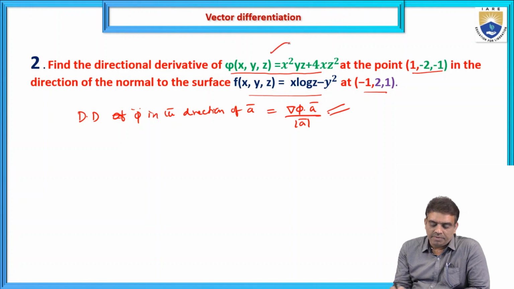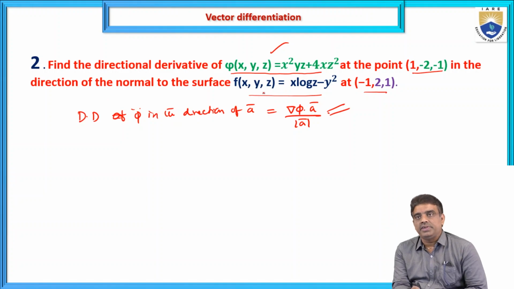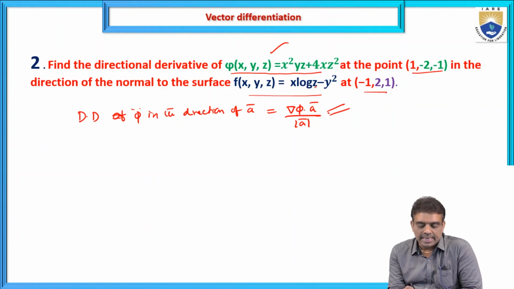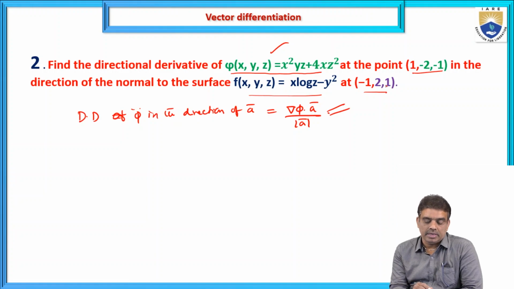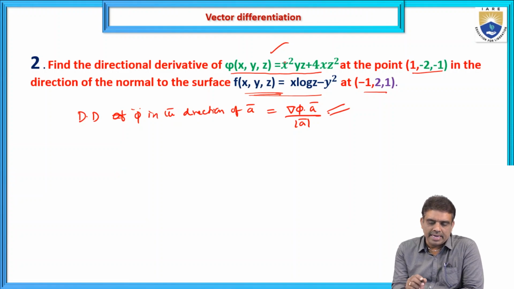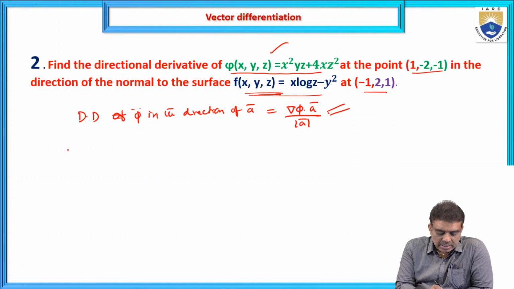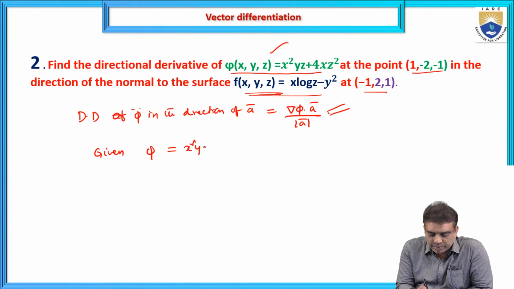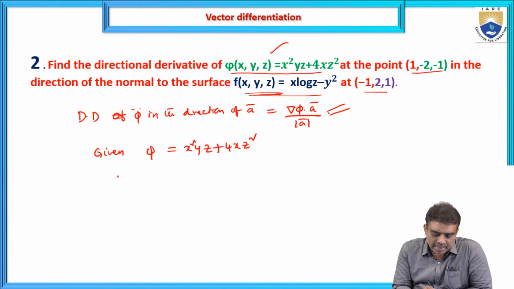Here, given phi of xyz, we have to find the directional derivative of phi at this point in the direction of the normal to the surface f of xyz is equal to x log z minus y square at this point. So you have to find a bar, which is the normal vector to the surface at this point, and you have to find grad phi. You have to find two items. First, given phi, what is phi? X square yz plus 4xz square, and grad phi, the normal vector to the surface.